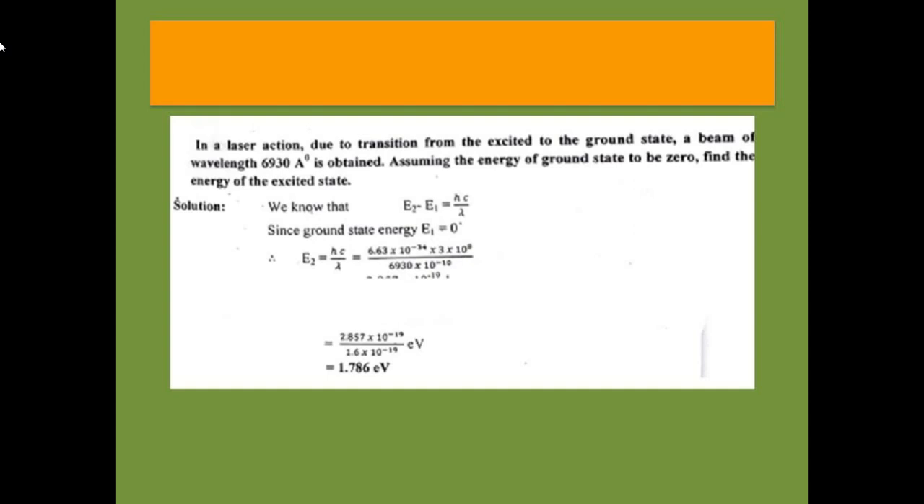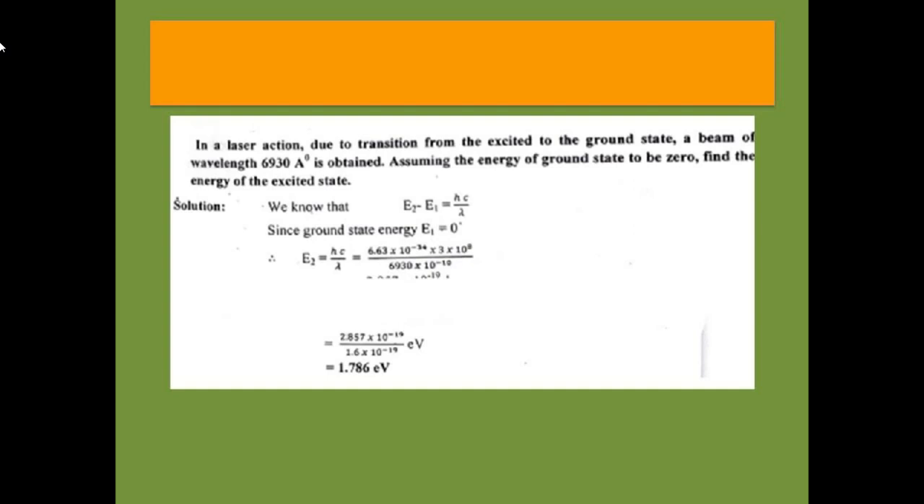Now we are going to see: in a laser action due to transition from the excited to the ground state, a beam of wavelength 6930 Angstrom is obtained. Assuming the energy of the ground state to be 0, find the energy of the excited state. So we know the formula, E2 minus E1 is equal to hc upon lambda, and here they give the ground state, so E1 is equal to 0. Therefore E2 is equal to hc upon lambda.